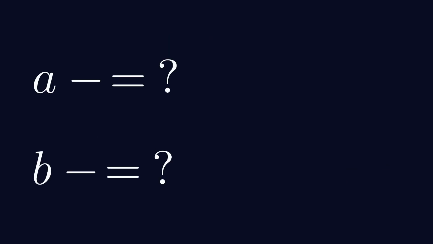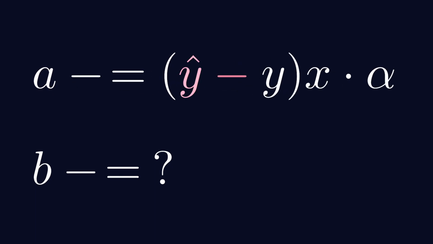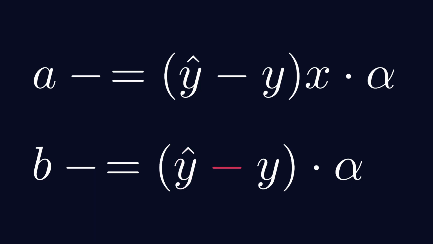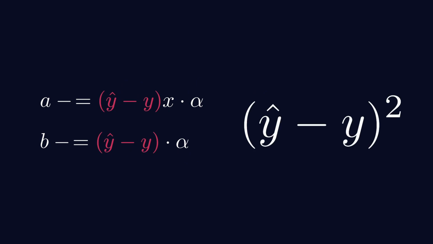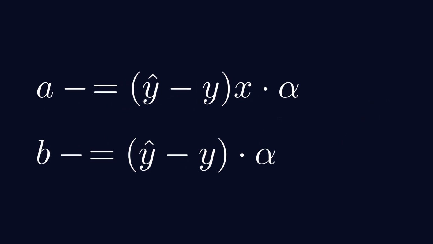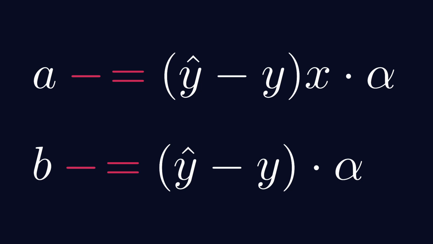The gradient descent formula for A is y hat minus y times x, and the formula for B is just y hat minus y. If you look more closely at the formulas, you will realize that these two parts are just the mean squared error without the exponent. We then subtract this formula from the parameters, and we also multiply it by the learning rate.